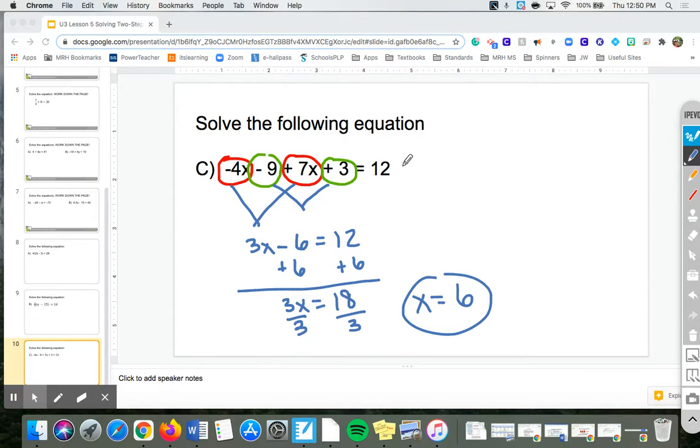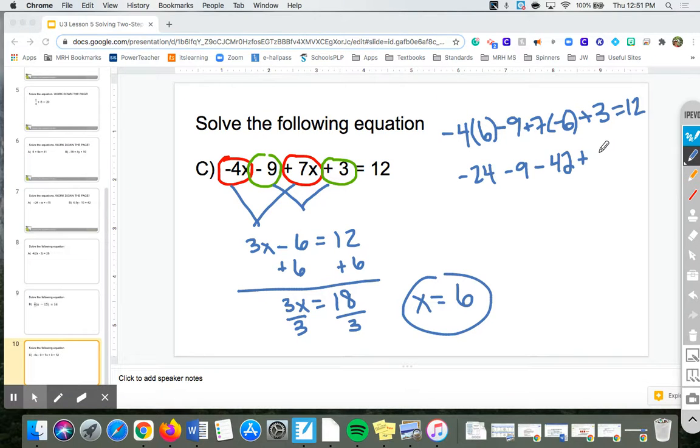Just like any of the other problems, you can check this. You're just putting 6 in for anywhere you see x. So this would be negative 4 multiplied by 6 minus 9 plus 7 multiplied by negative 6 plus 3 is equal to 12. If I look at this, this is negative 24 minus 9. Positive 7 multiplied by negative 6 is going to be negative 42. So I could say plus negative 42 or subtract 42, plus 3.